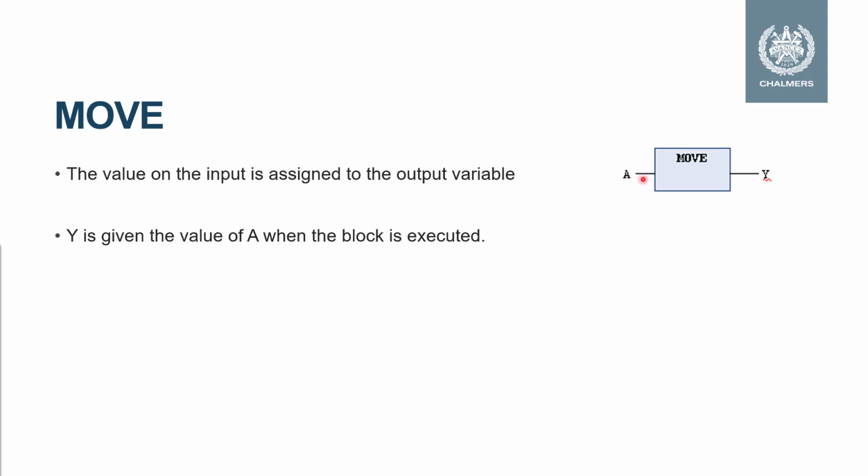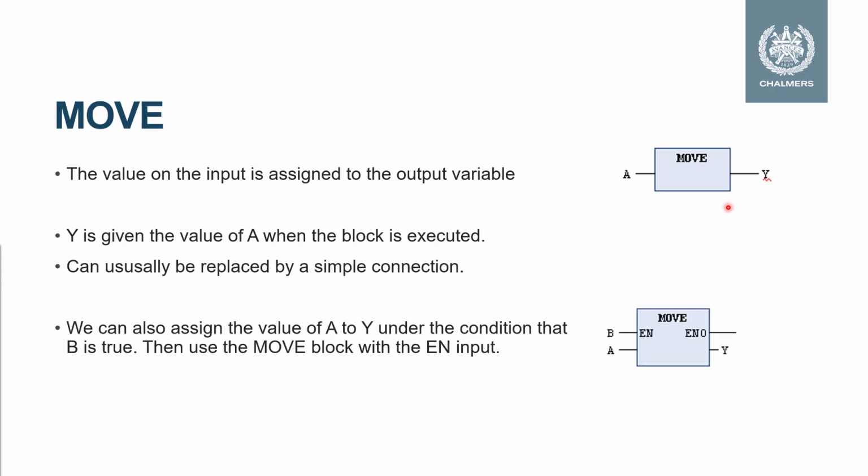In most cases, we can just remove the block and have a simple line here where a is assigned to y. The move block becomes much more interesting if we are using the enable input. Then it looks like this. Then we can assign the value of a to the variable y only if b is true. This block is executed only if the input on the enable input is true. Otherwise, it doesn't do anything.